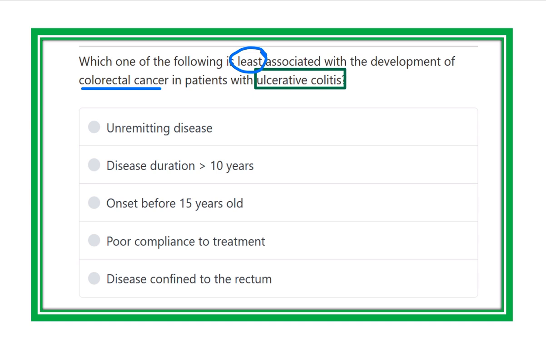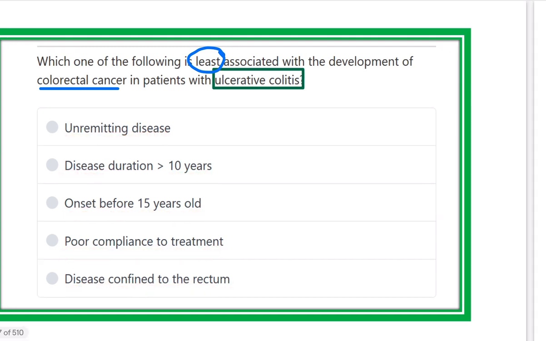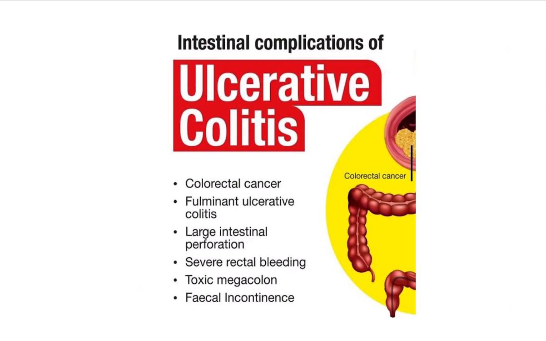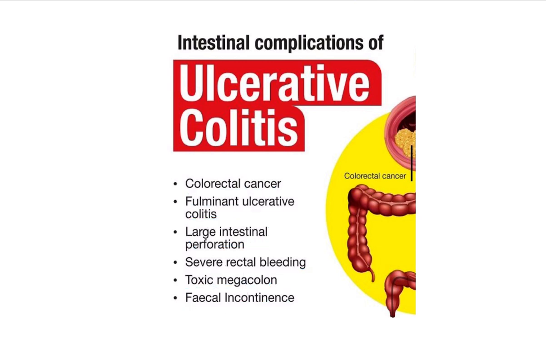Here the options are: unremitting disease, disease duration more than 10 years, onset before 15 years old, poor compliance to treatment, and disease confined to rectum. First of all, let's look at ulcerative colitis. It has different types of complications, including colorectal cancer, fulminant ulcerative colitis, large intestinal perforation, severe rectal bleeding, toxic megacolon, and fecal incontinence.